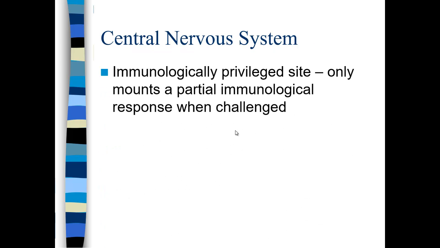Okay, so the central nervous system only mounts a partial immunological response when challenged. There is a lymphatic system. Your book was actually produced before they knew there was a lymphatic system in the brain, but compared to the rest of the body, we would call it immunologically privileged because it only has partial defenses.